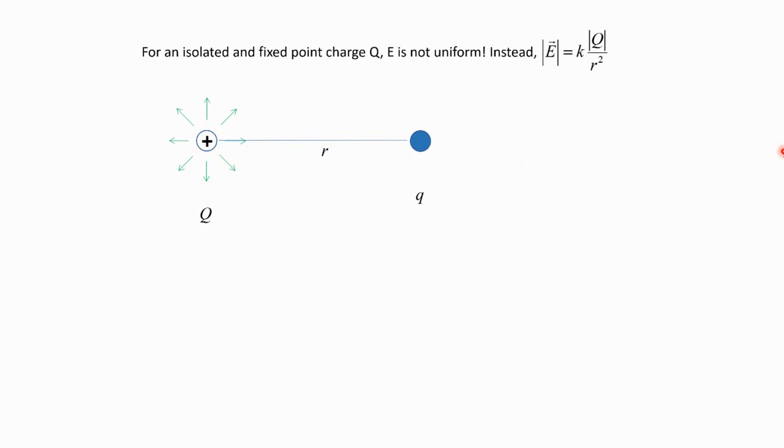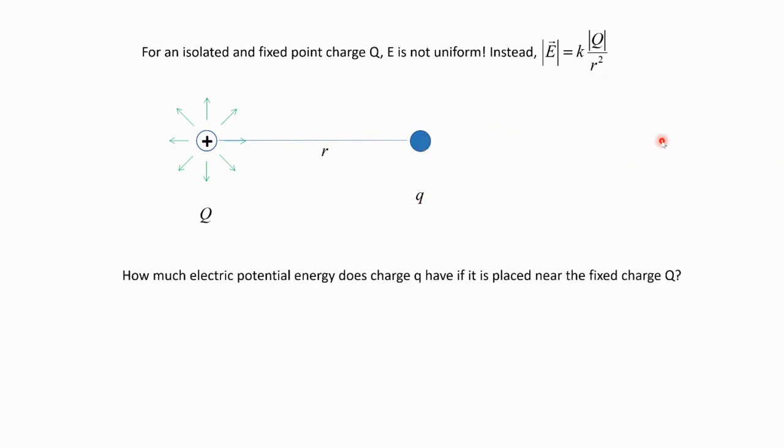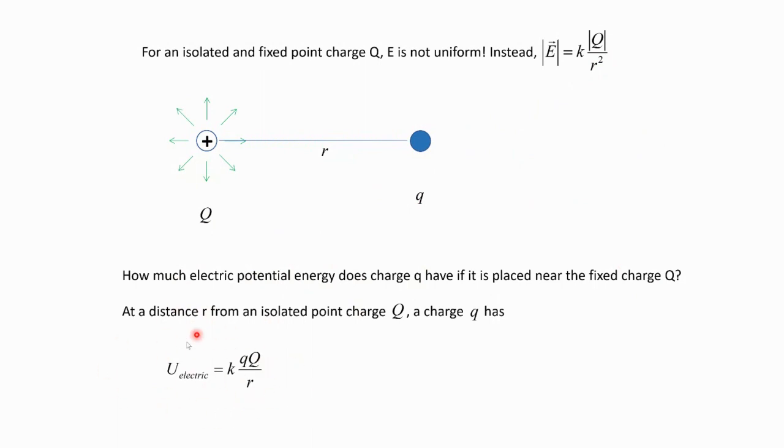All right, so now let's put a charge at that location, charge little q. Question is, how much electric potential energy does that charge have if it's placed near this fixed charge, capital Q? At a distance r from that point charge, capital Q, the charge little q has this much electric potential energy. I assume you've seen this. There is a gravitational analog, but I don't think we spent very much time on it last semester.